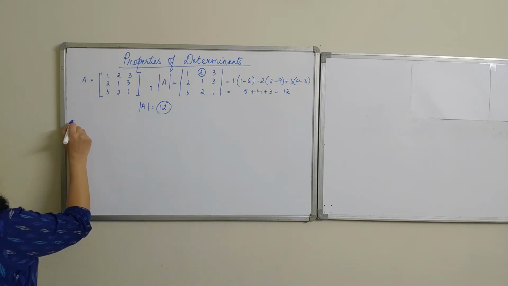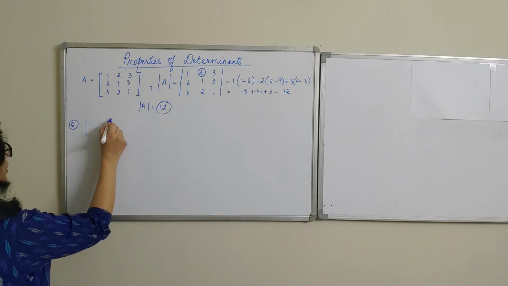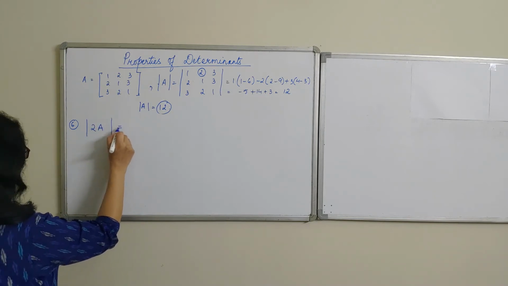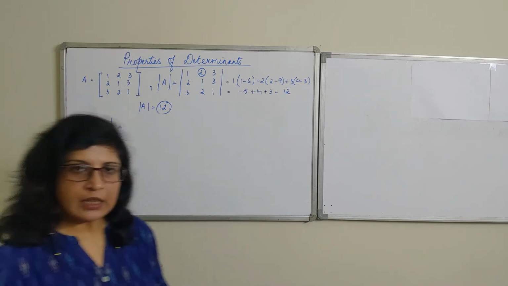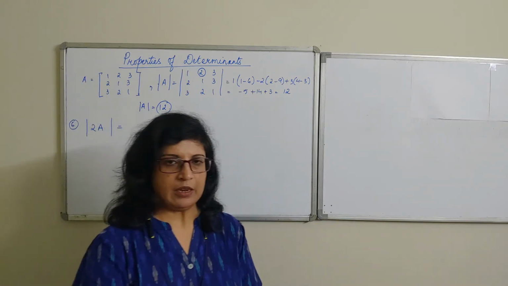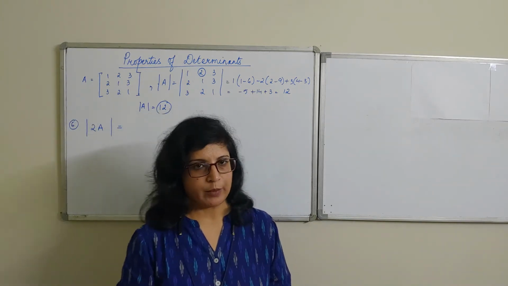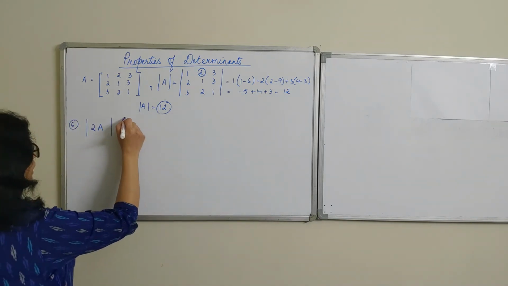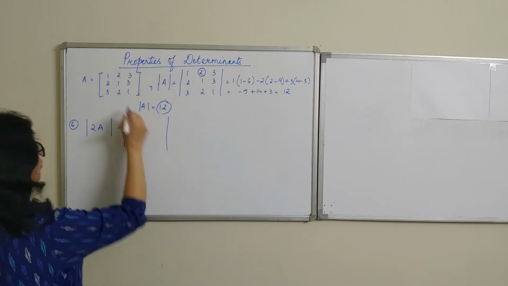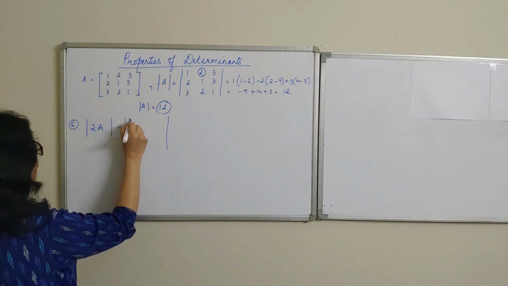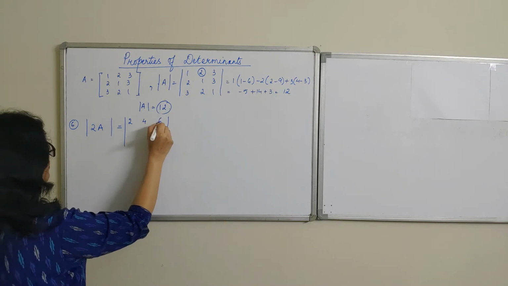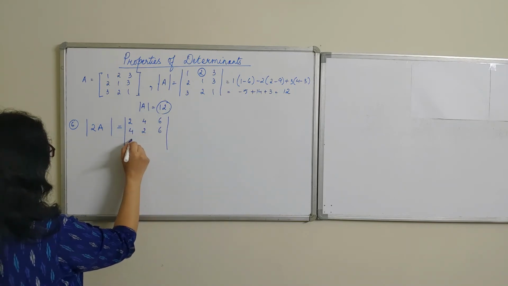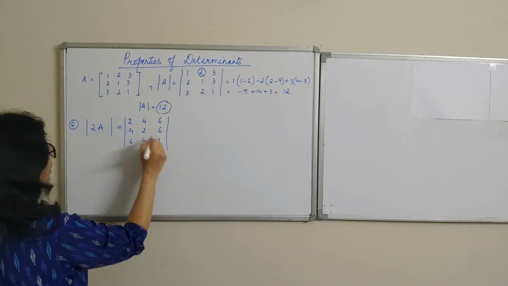So in the next property, let us find out determinant when the matrix is multiplied by some constant. So here we need to understand that this is scalar multiplication. Scalar multiplication means that all the elements of the matrix are multiplied by the same scalar quantity. So we are finding out here determinant of twice of A. So multiply each element by 2. The first row is 2, 4, 6. Second row 4, 2, 6. And the third row is 6, 4, 2.